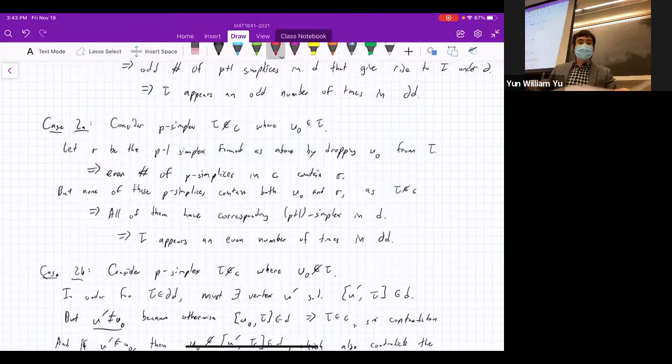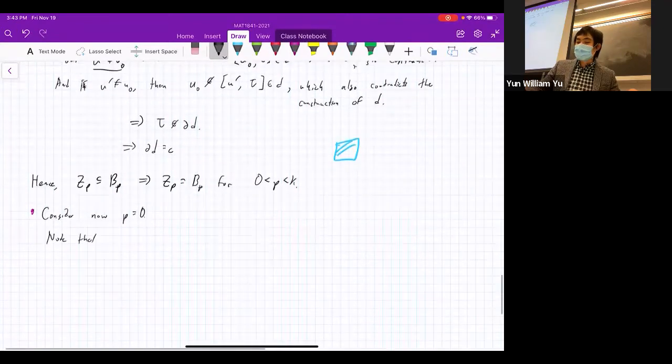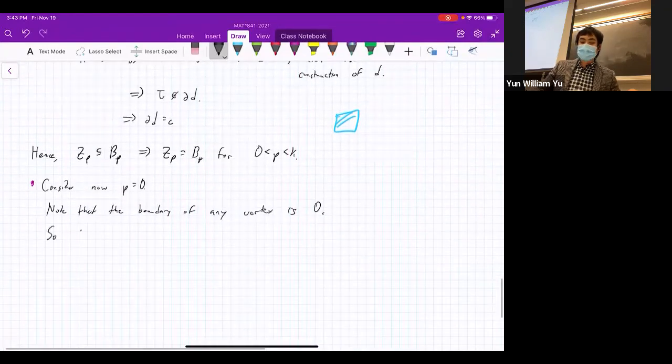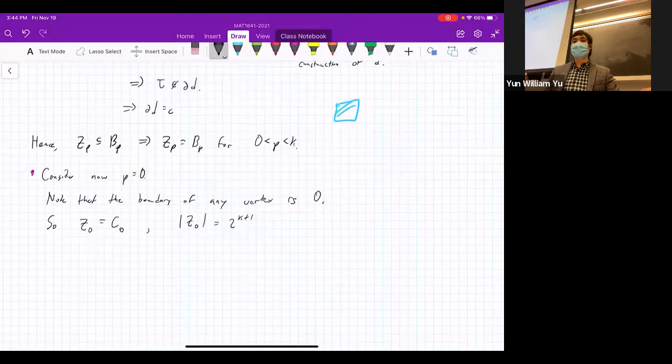Okay, so now let's look at the case where p is equal to 0. And note that the boundary of any vertex is 0. So we know that Z_0 is equal to C_0. And therefore, the size of Z_0 is just equal to 2^(k+1), where that's the number of vertices, because that's the number of vertices we have in the k-simplex.